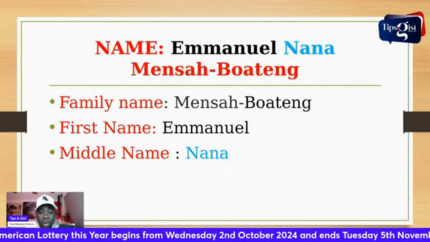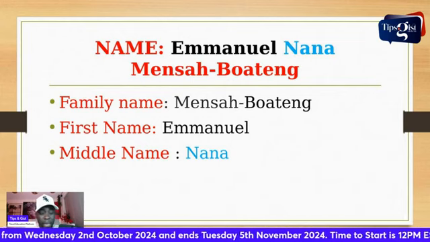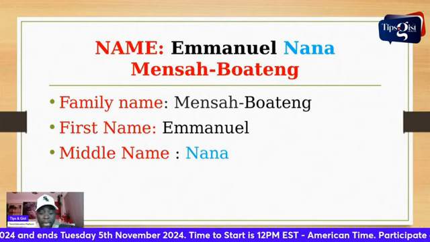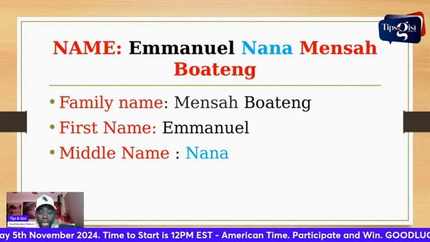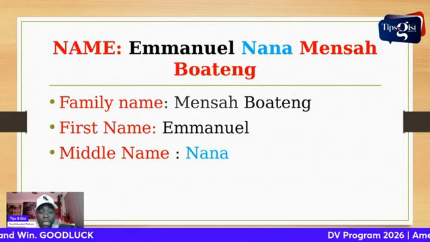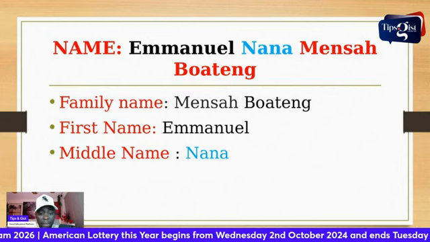Now you can see Emmanuel Nana Mensah Boateng. In this case, Mensah Boateng is the family name, or the surname, or the last name, Emmanuel being the first name, then Nana being the middle name. Then another one, Emmanuel Nana Mensah-Boateng. So in this one, Mensah-Boateng was hyphenated, but in the other, Mensah Boateng is 2 names, but they are all family name, Emmanuel being the first name and Nana being the middle name.